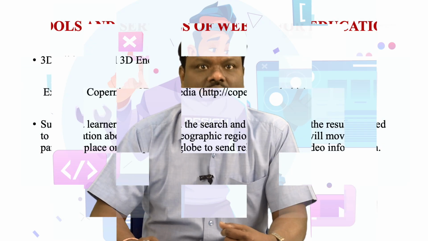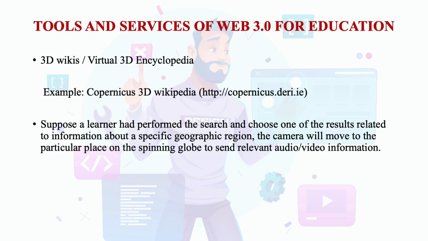I have placed some screenshots here, which I will be showing in the next slide: the Copernicus 3D Wikipedia. It is just a sample of a virtual 3D Wikipedia, wherein you can go through that particular application or else the website. Suppose a learner has performed a search and chosen one of the results related to information about a specific geographic region. The camera will move to the particular place on the spinning globe to send relevant audio and video information also.